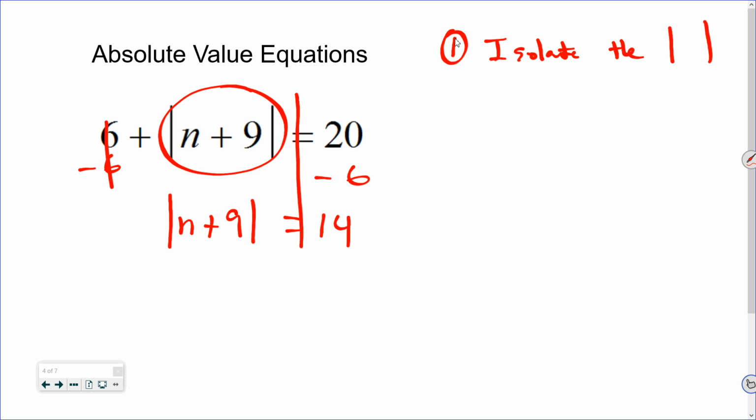Okay, once you get that, the next step, once the absolute value is by itself, is you write your two different equations.